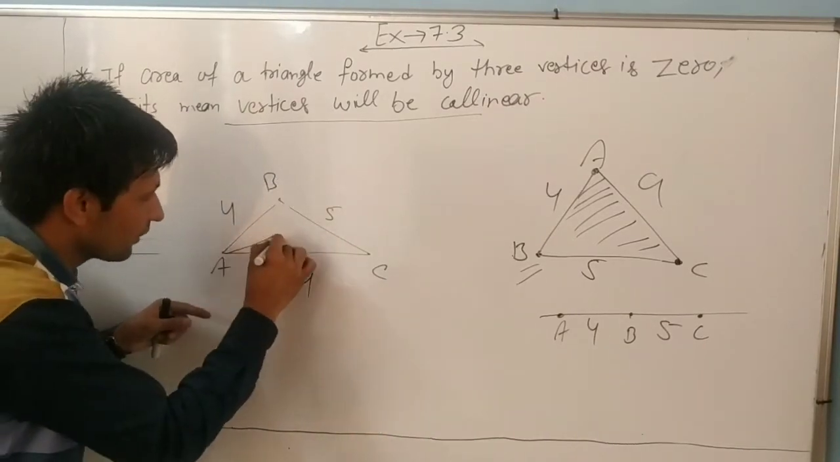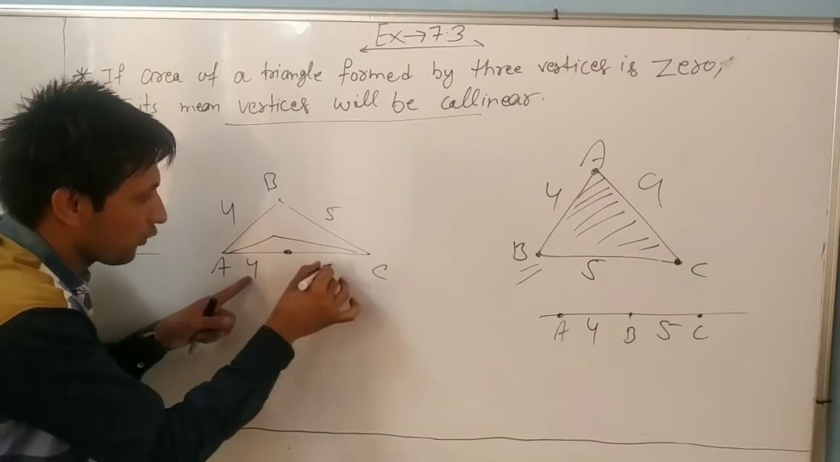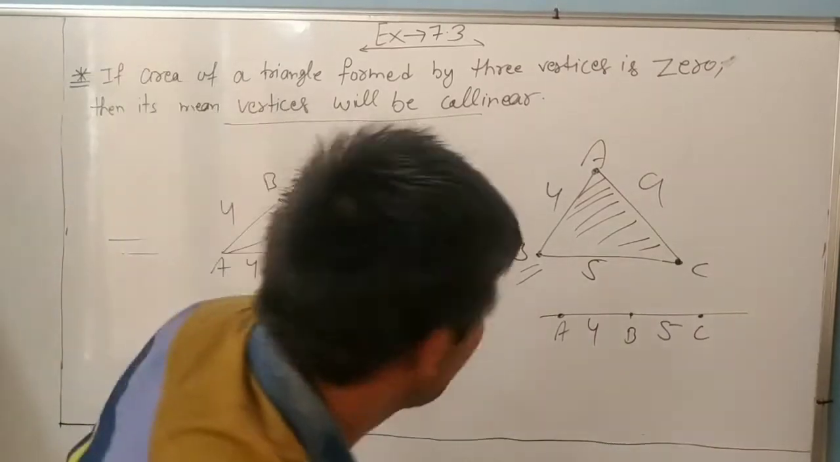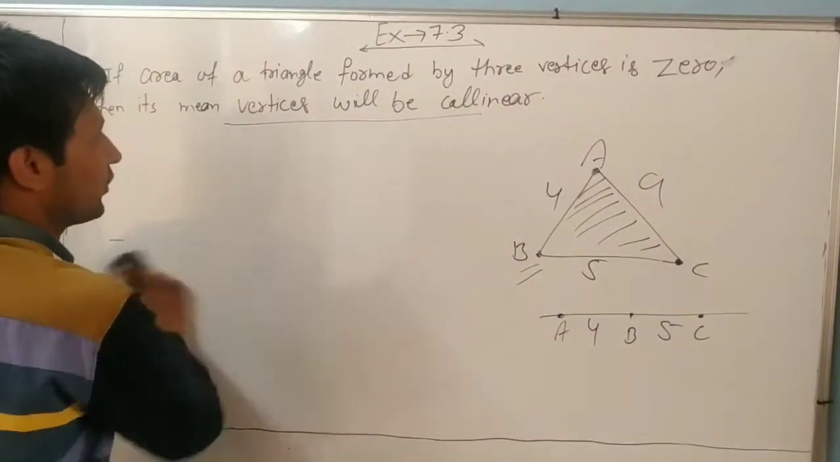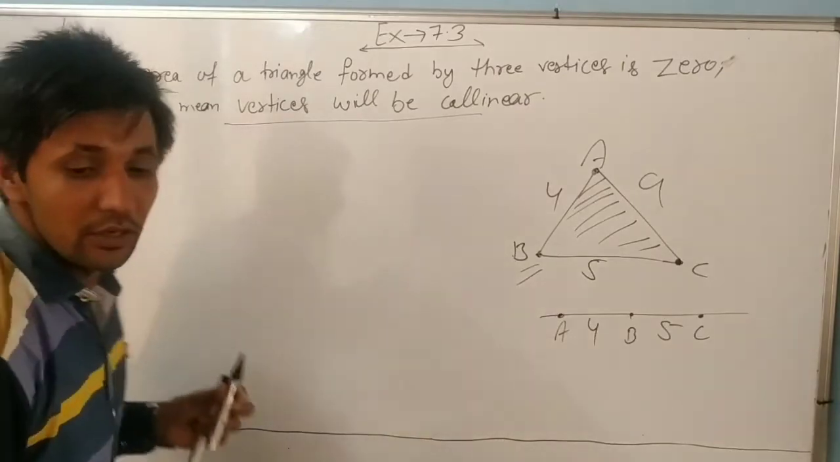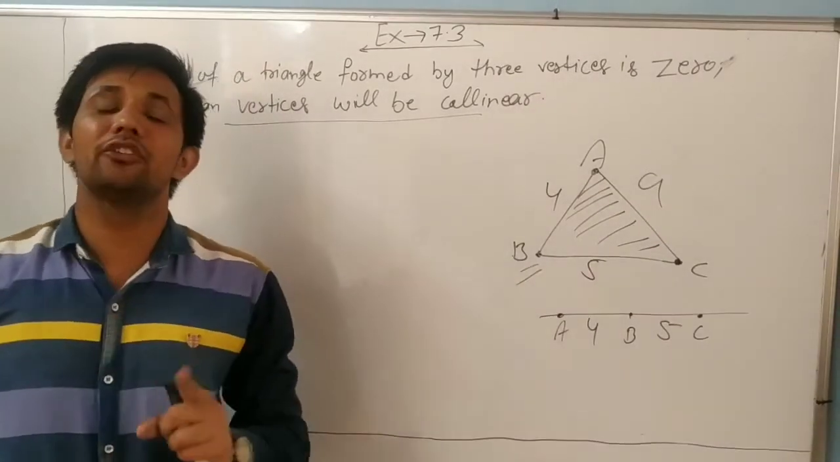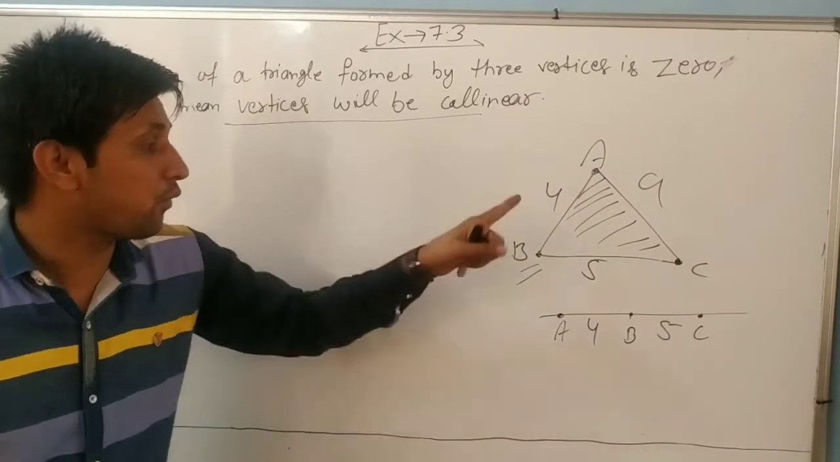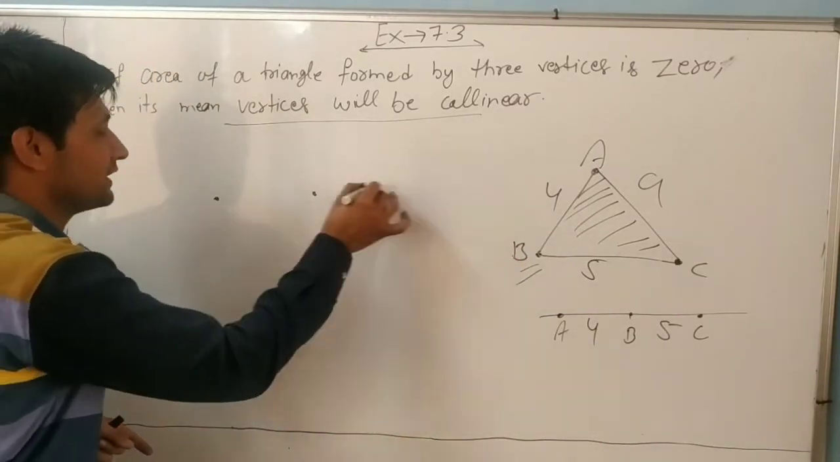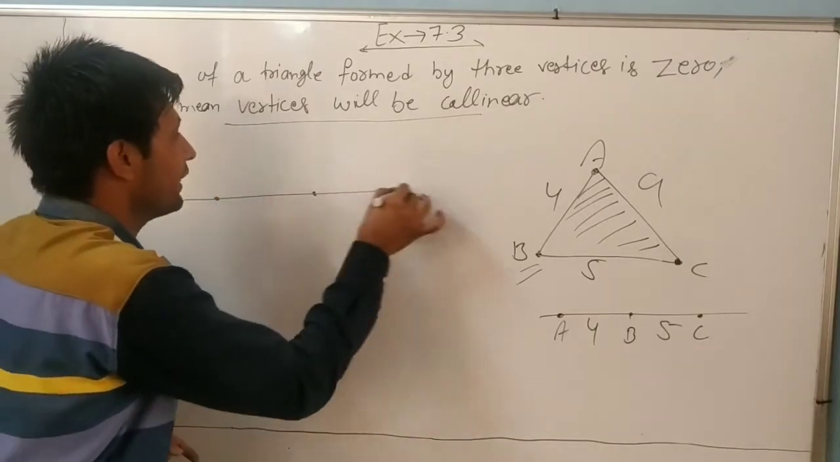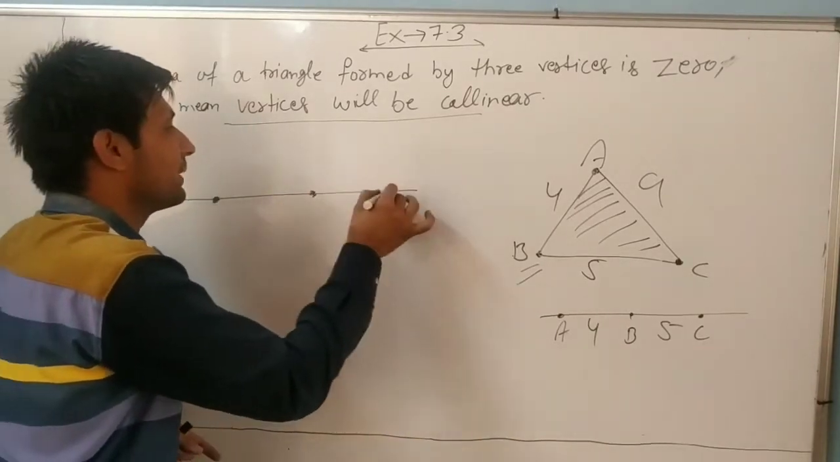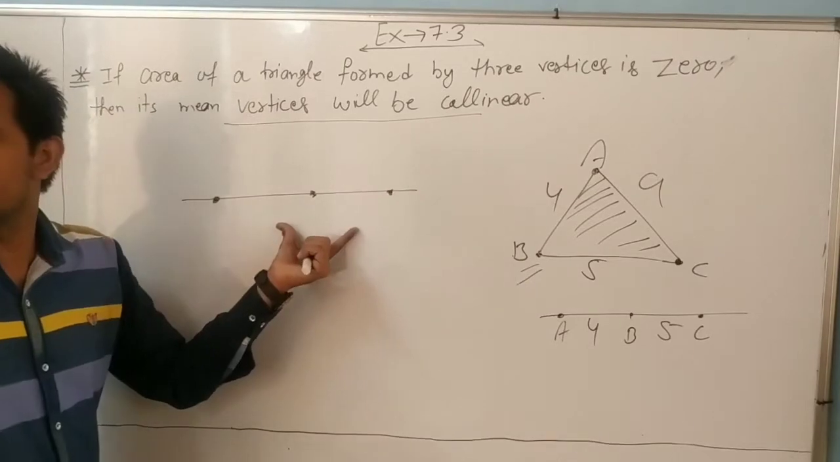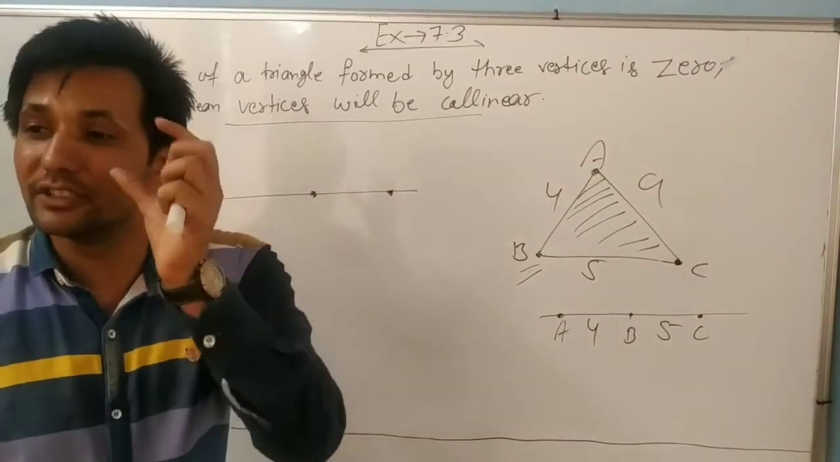Because here to here, 4 plus 5, 9. Okay, so always remember, dear, one thing, no need to confuse. If in any question it is given that points are collinear, it means if we use these 3 points and make a triangle, its area should be 0.